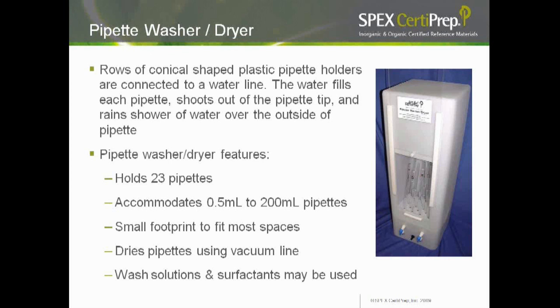Pipette washer has unique features. It can hold 23 pipettes, can accommodate 0.5 ml to 200 ml pipettes. It's a very small footprint to fit most spaces. It can also be used to dry pipettes after washing it by connecting it to a vacuum line. You can also enhance your washing by adding wash solutions or surfactants.